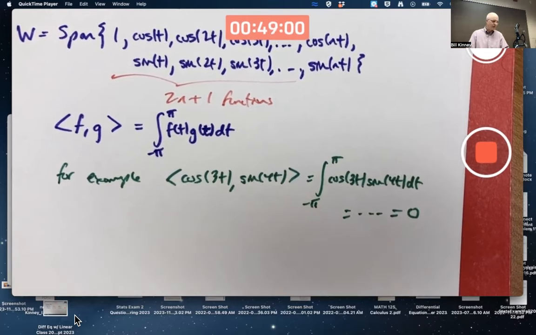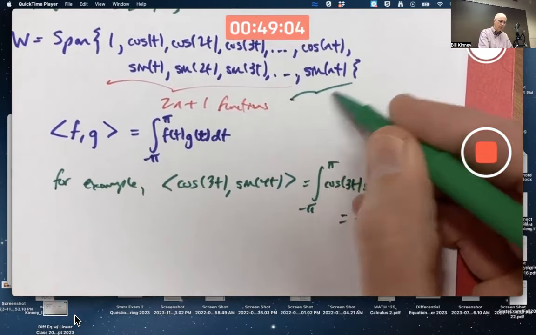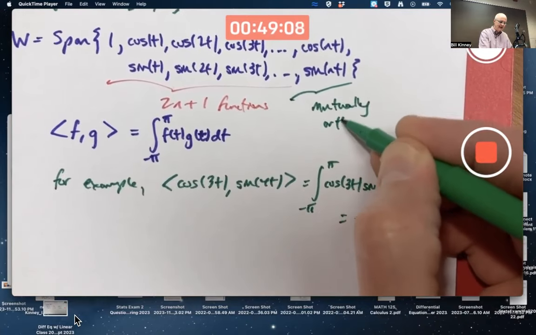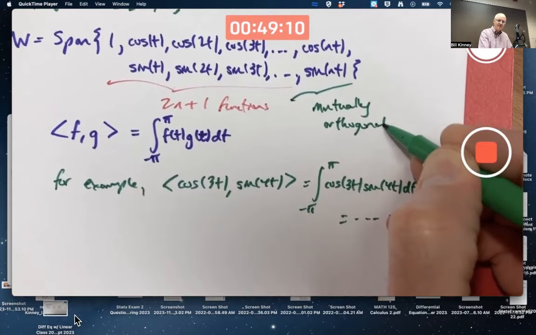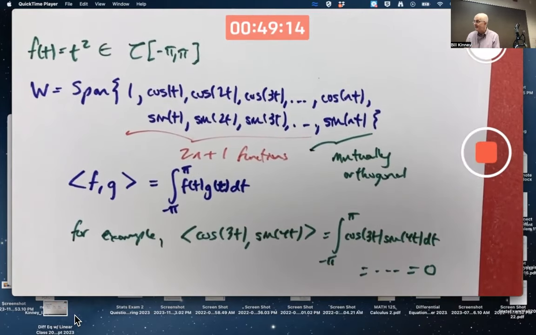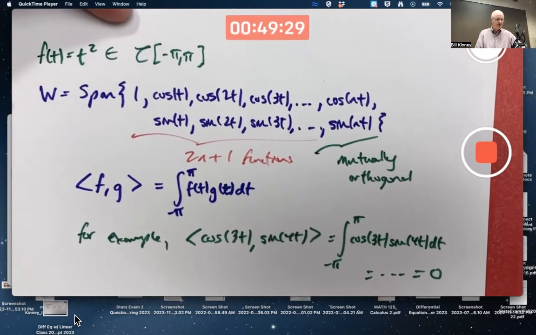For example, these are all mutually orthogonal. It's an orthogonal set of quote unquote vectors, and therefore it's actually got to be a linearly independent set as well. And therefore it's got to be a basis for whatever subspace it spans. Yeah, W will be a 2n plus 1 dimensional subspace of this infinite dimensional space there.